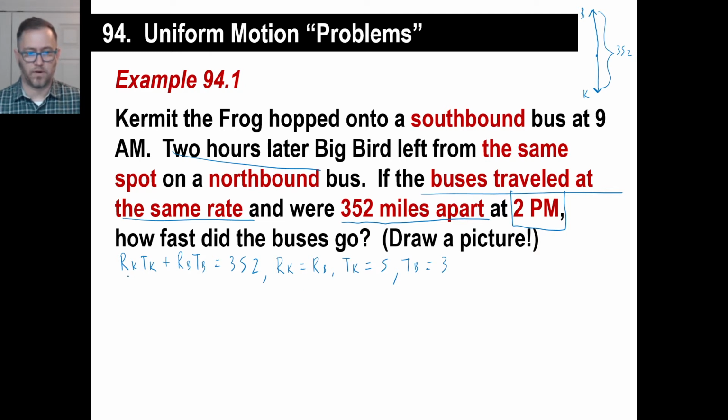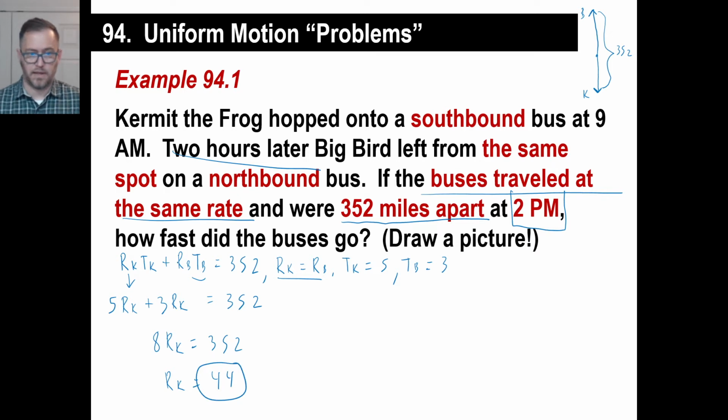Let's figure it out. So the R sub k, I'll just put R sub k times T sub k. That equals 5. I'll just stick that in front because we're multiplying, doesn't matter what order. R sub b, well, we don't want to have an equation that's R sub b. So if it tells us it's the same as R sub k, we just need to put R sub k there, right? The time of Big Bird, we figured out was 3, right? And that equals 352. Well, 5 of that plus 3 of that is 8 of that. And if we did the division, we would find that the rate of Kermit is 44.